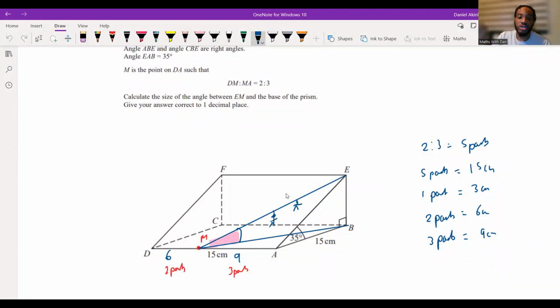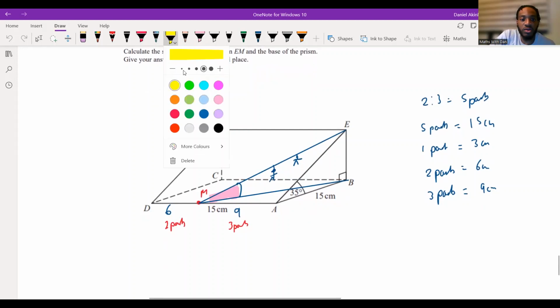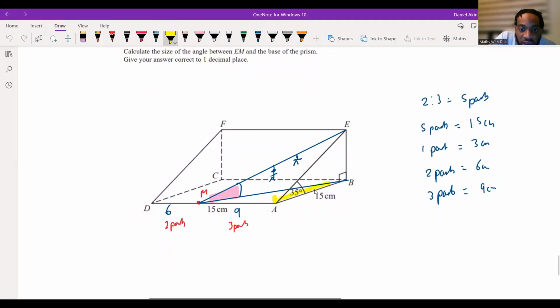So we need to find certain lengths with this triangle. If I look along the floor, I've got this triangle here. If I draw that out from a bird's eye view, it will look like this, and then this will be M, B, and A. MA is 9 centimeters. Remember, this part is 9. This is 15. So we can work out what MB is.